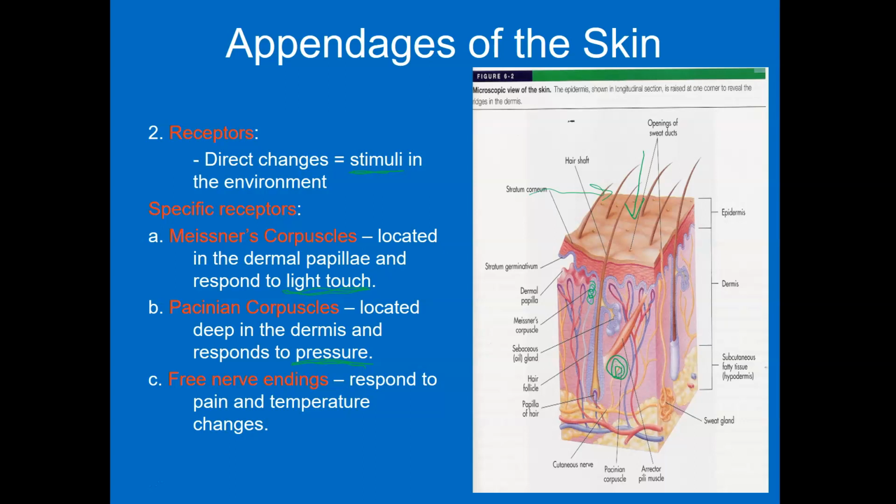For real, they got punched in the arm a lot. So Meissner's and Pacinian corpuscles give you the sensation of pressure. Meissner's is light pressure. Pacinian is deeper pressure, harder pressure. Now the free nerve endings, so there are some free nerve endings that extend up to the dermal papilla layer.